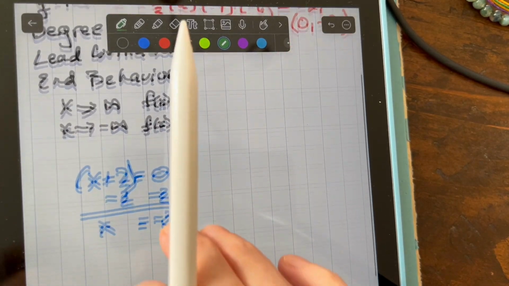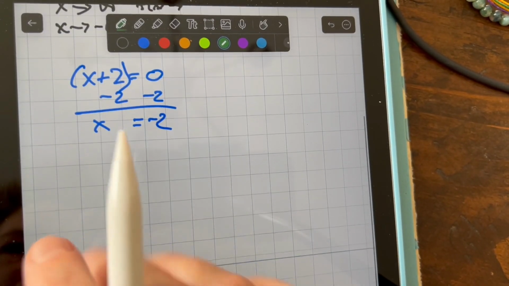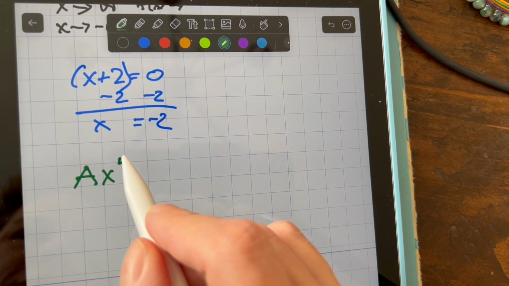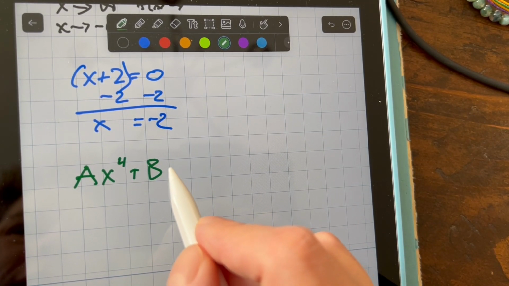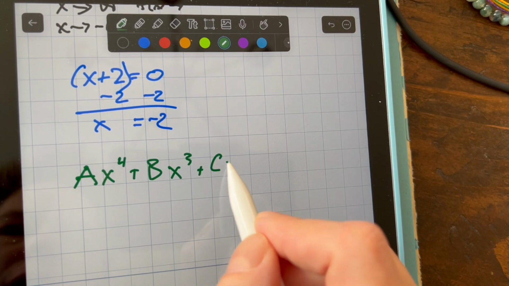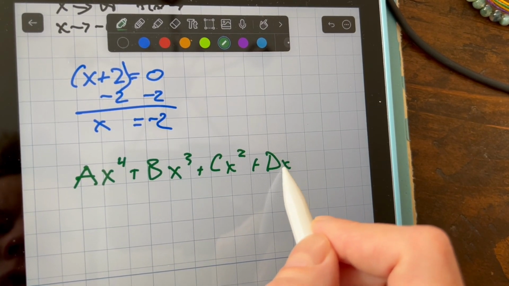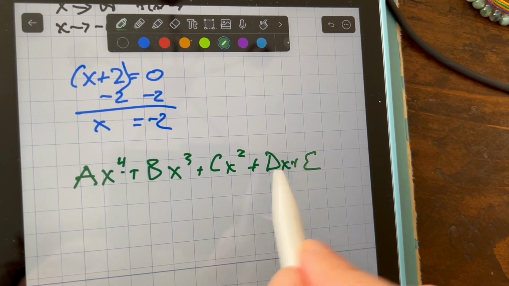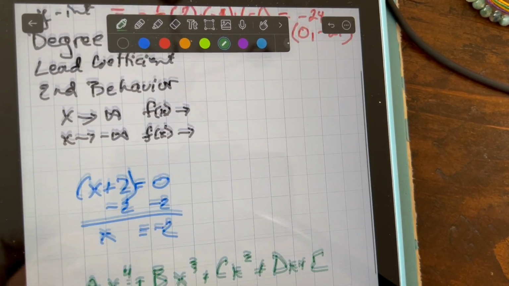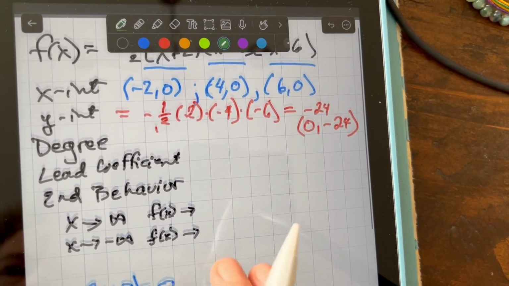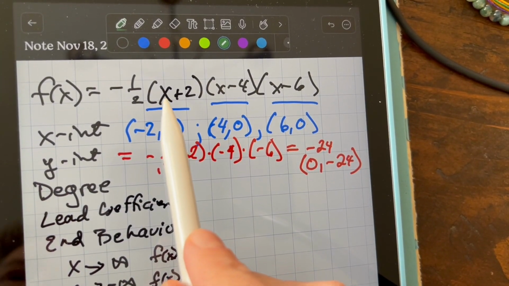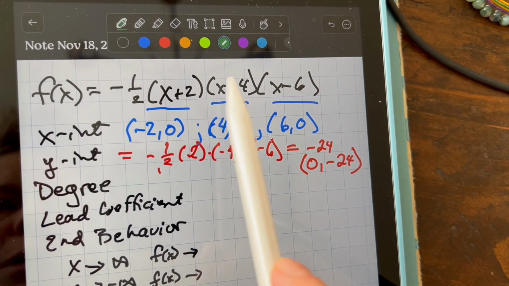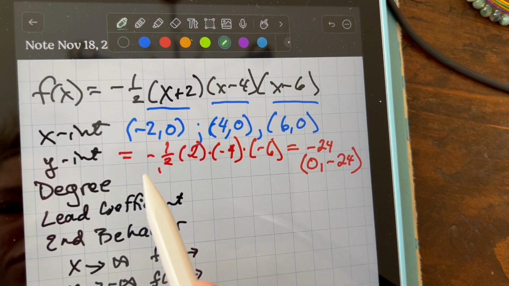Do you remember polynomials? The general expression is like ax to the 4th plus bx to the 3rd plus cx squared plus dx plus e. This would be a 4th degree polynomial, and P.S., a would be called the lead coefficient. So we don't actually have to multiply this out, but if you can comprehend that when you multiply this out, you have 3 different x's, so the degree is going to be 3.